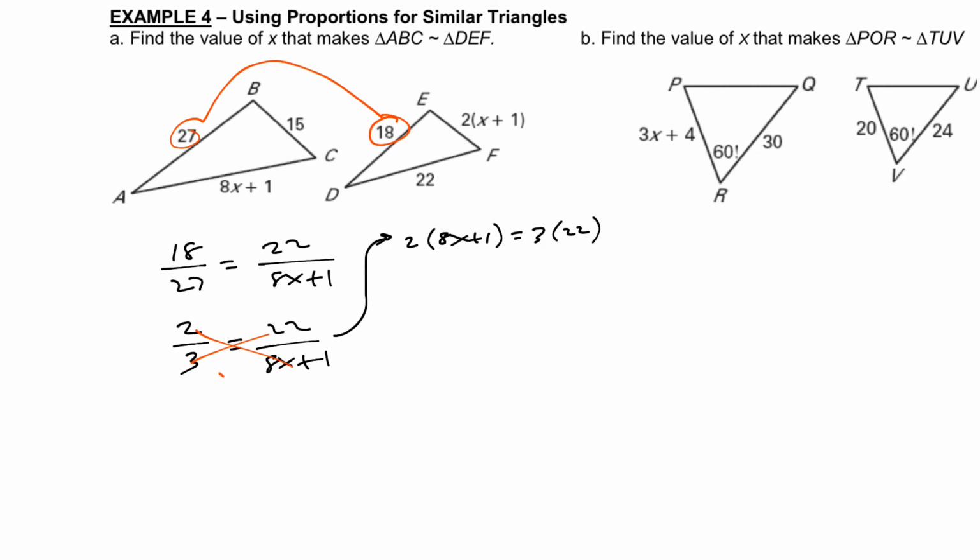So let's distribute on the left-hand side. So I'll have positive 2 times positive 8x, that's 16x. And then I'll have positive 2 times positive 1, so that's plus 2. And that'll equal 3 times 22, which is 66. Then we'll subtract 2 on both sides, and we'll get 16x equals 64. And then we'll divide both sides by 16, and we'll get x equals 4.